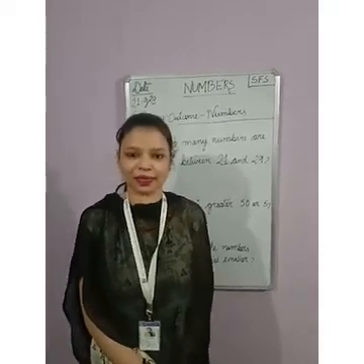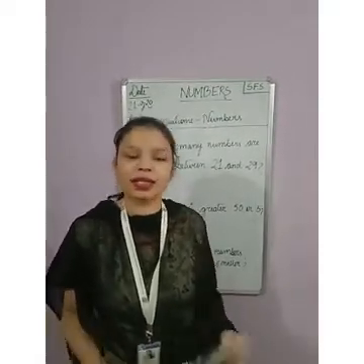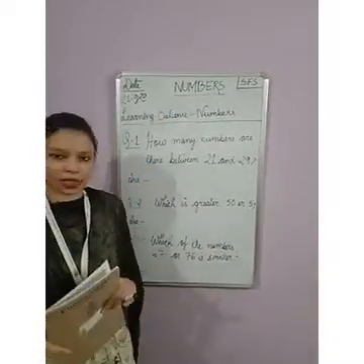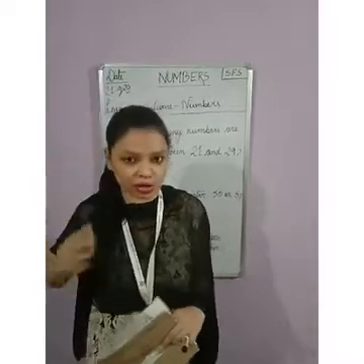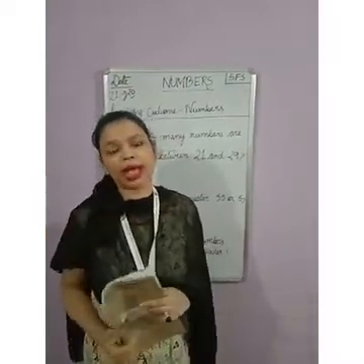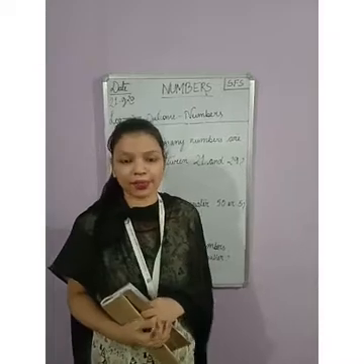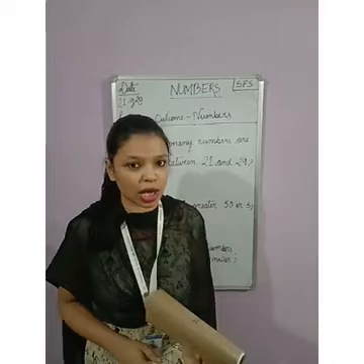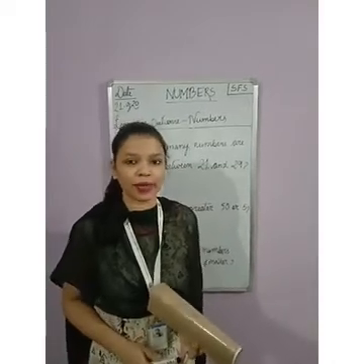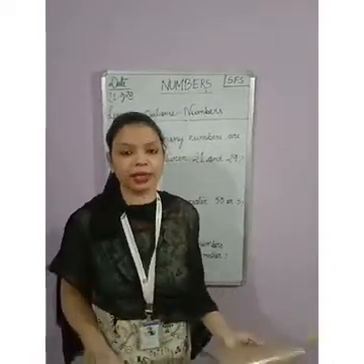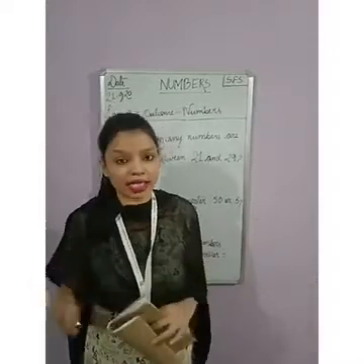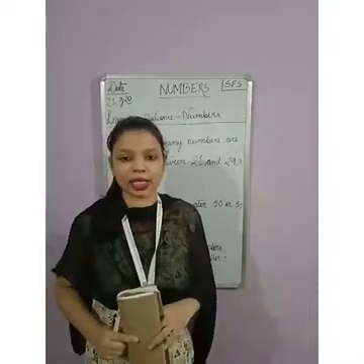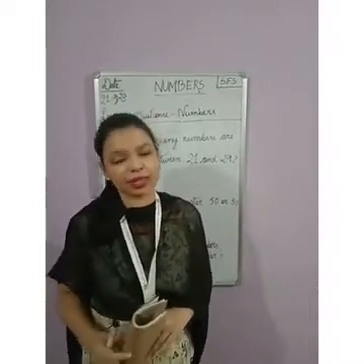Let us start the class. Today we are going to revise some of the questions from the chapter numbers. From the chapter numbers I have taken some extra questions. We will discuss that and we will practice. In this chapter you have various types of topics like place value chart, counting numbers, abacus, comparing numbers, forming numbers, ascending and descending order. From all these topics I have taken some questions and we will discuss them.